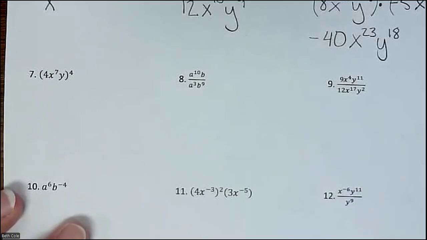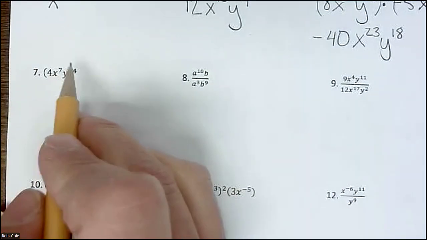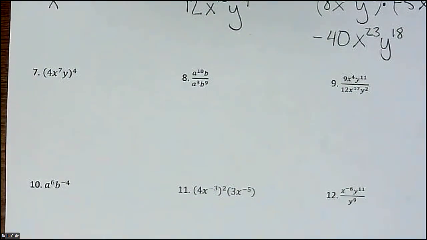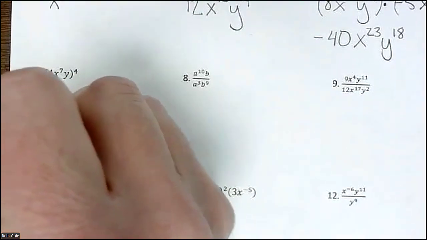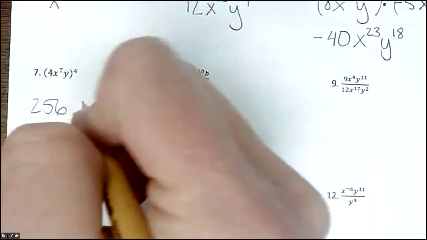Cool. Down here, we're doing to the 4th power. 4 to the 4th power. If you don't know what that is, calculator. All right, so here, I'll type it. 4 to the 4th power is 256. The reason that's such a big number is it means 4 times 4 times 4 times 4. Right, so 256. Then put x.